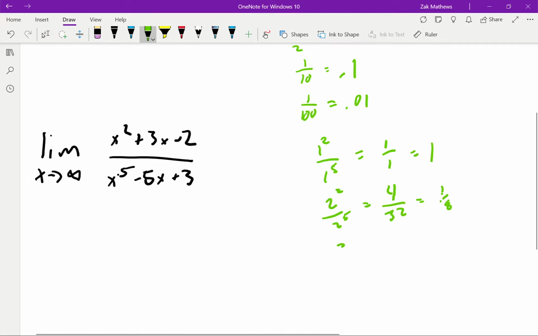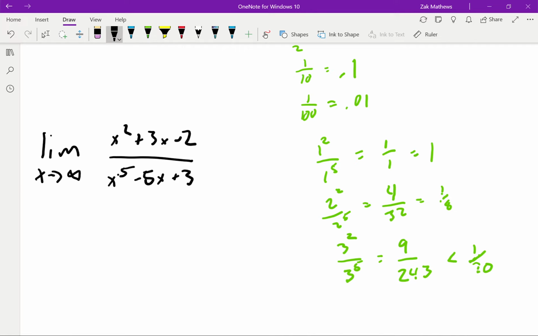Then we take 3. Our numbers are going very large very quickly, getting kind of out of control. 3 to the 5th, we'd have 81 times 3 is 243. And so we can see that's less than 1/20th already. So just like above, these things seem to be going to 0. It seems like our limit is going to 0.